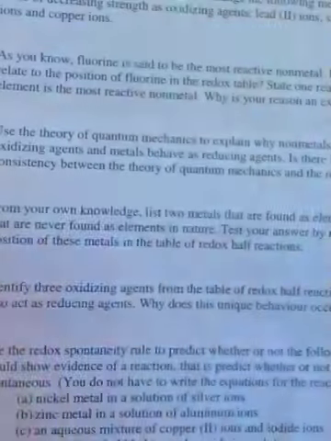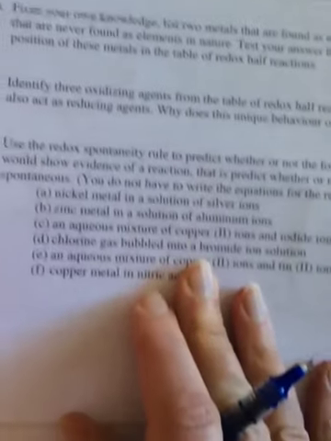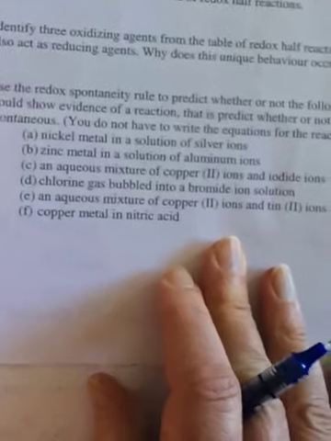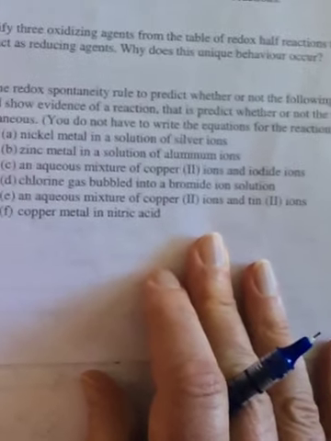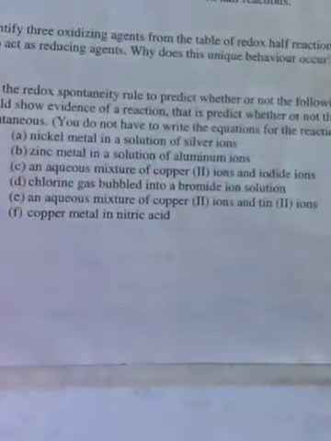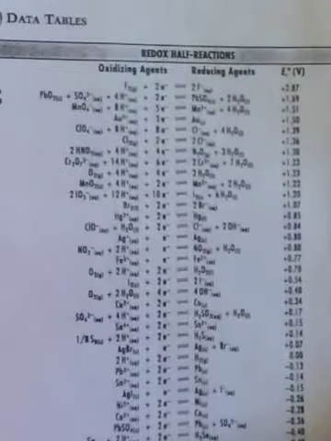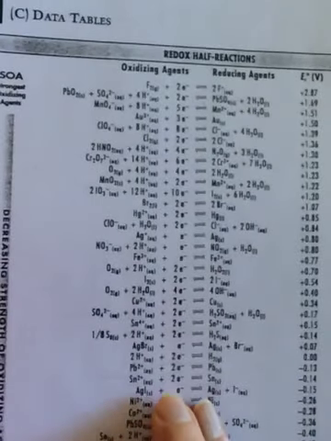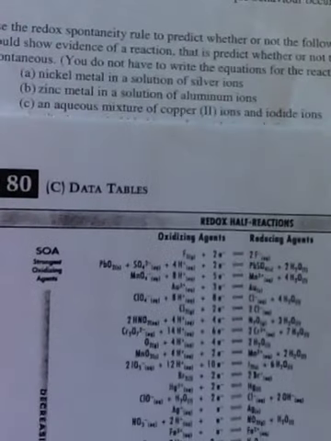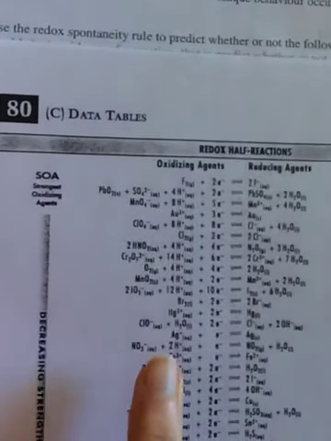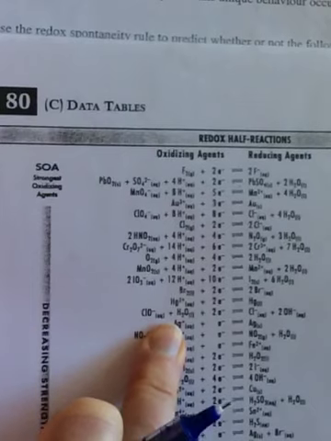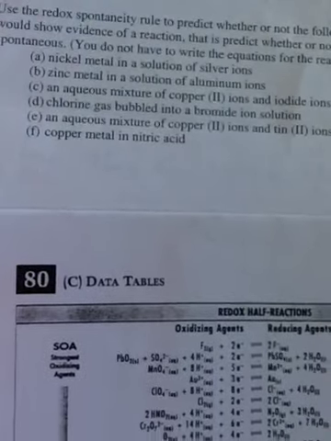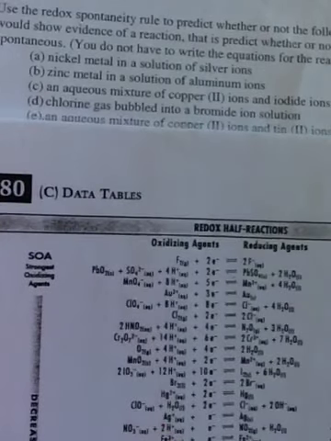All right, and the last question says, use the redox spontaneity rule to predict whether or not the following are spontaneous. So nickel metal in a solution of silver. So you go over here and you find your Ni solid. Here it is. And it was in a solution of what? Silver. And Ag is up here. Okay, oxidizing is above reducing. This is spontaneous.